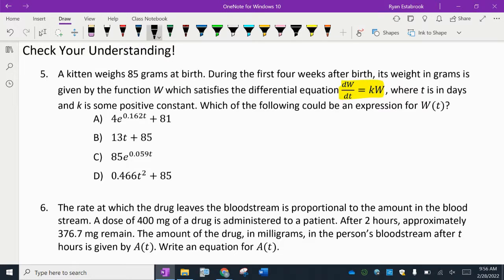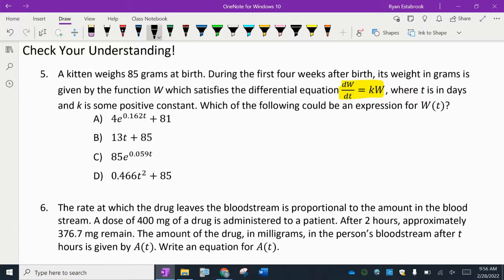All right, so the thing about this one, it says during the first 4 weeks. The first 4 weeks, the 4 doesn't really matter. I know the number 4 is in there in answer A, and maybe you're thinking, oh, that's got to be significant. It really isn't that significant. It's weight in grams, but it satisfies this differential equation. Another way of saying this is that the rate of change of the weight is proportional to the current weight. That's another way I could phrase this. If I didn't give you this equation, it might say something like that.